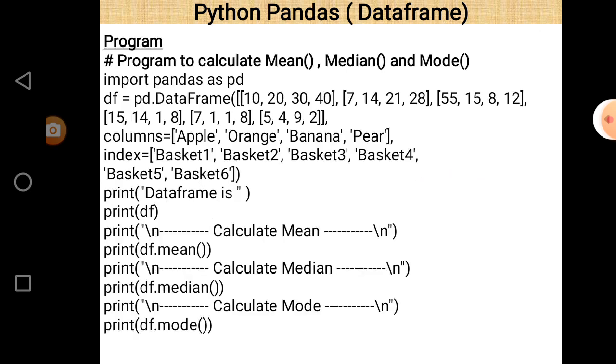Now there is a small program related to mean, median, mode. In this program there is a calculation of mean, median, mode using a Python data frame. So the first line is import pandas as pd. Import is a keyword, as is again a keyword. Pandas is the name of the library. pd is the alternative name given to the pandas library. Whenever we want to use pandas as a library, just write pd in place of pandas. After that put the dot operator, and after that the name of the function.